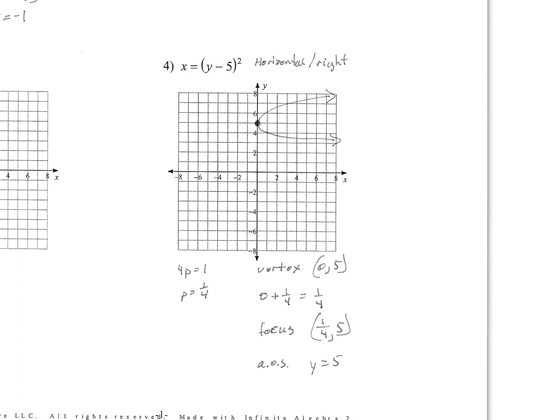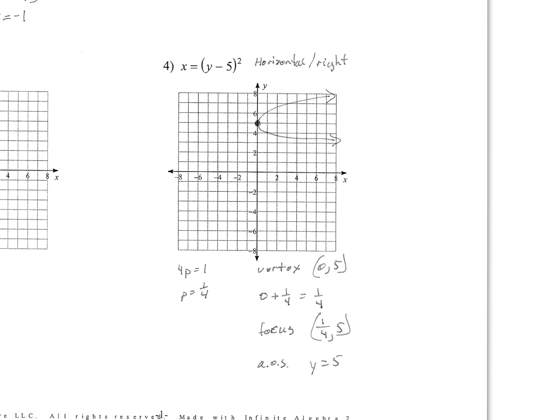But we also know that over here is where we find our 4p. And again, you don't see it, it's not written, but it's 1. So if 4p equals 1, then p equals 1/4, and it's positive. So since this is horizontal, this graph opens to the right, okay?